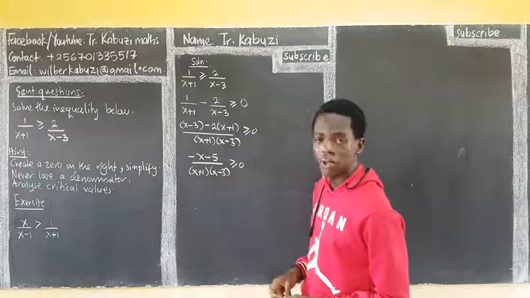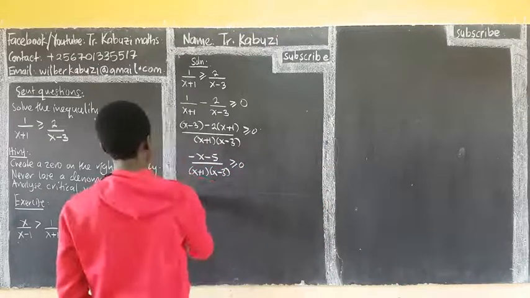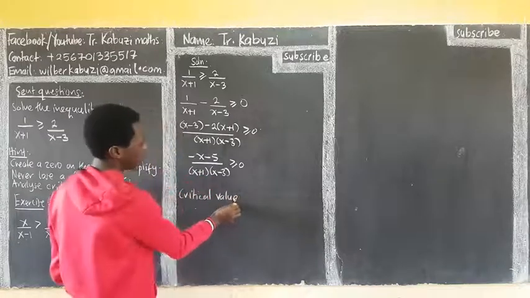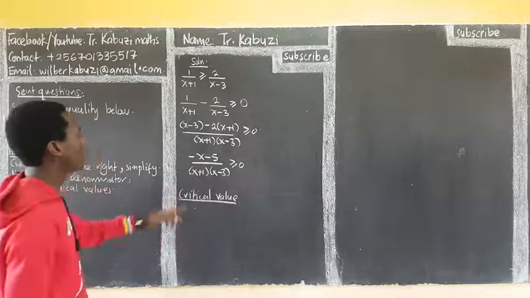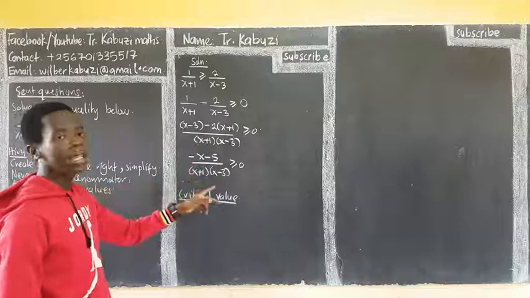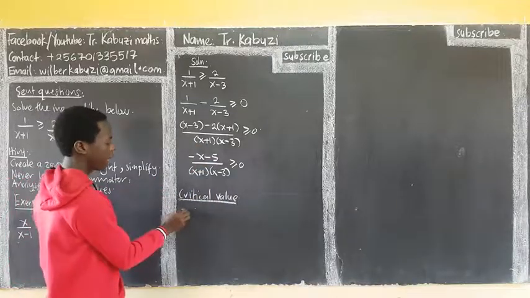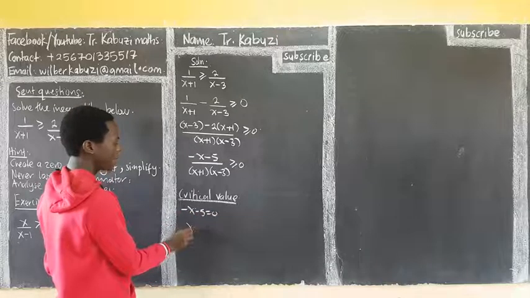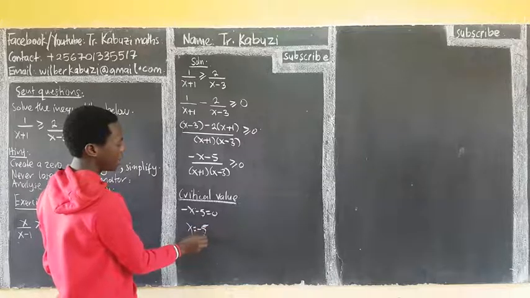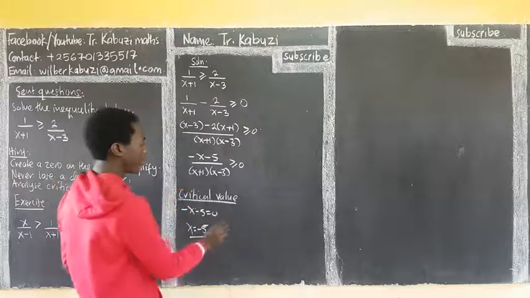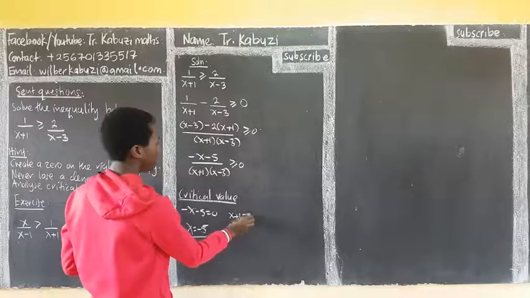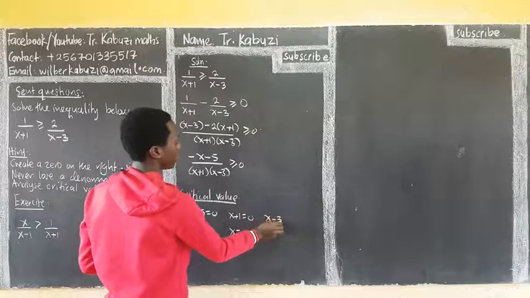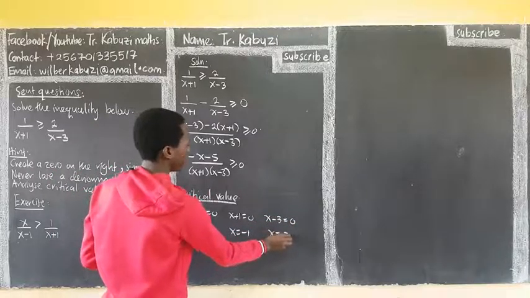So how do we get the critical values? To get the critical values, because we are going to analyze them, what we do, we equate the numerator and the denominator to 0. So here I have negative x minus 5 equaling 0. So from there I can see that my x is going to be negative 5. So this is one of my critical values. The other I equate is to 0, x plus 1 equaling 0. I have x equaling to negative 1. And then lastly, x minus 3 equaling 0. So my x is going to be 3.